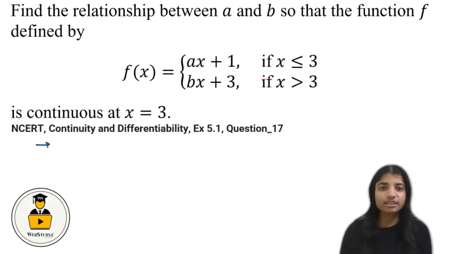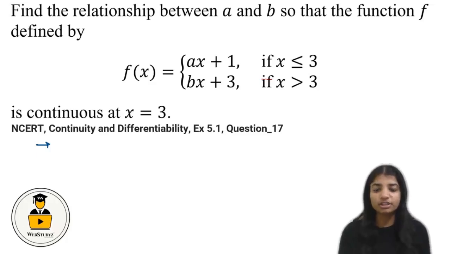We have to find the relationship between a and b so that the function f, defined by f of x equals a of x plus 1 when the value of x is less than or equal to 3, and bx plus 3 if the value of x is greater than 3, is continuous at x equals 3. So basically we have to find out the continuity of the function.